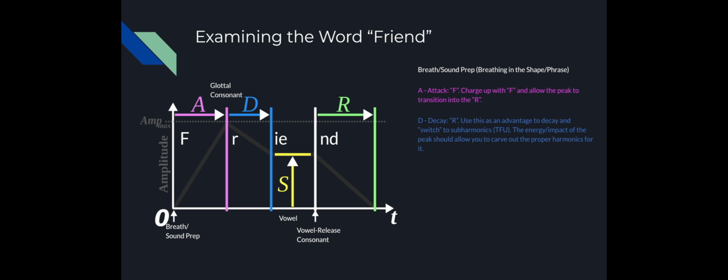So just going through this, right? The decay uses the R a little bit. For me, if I'm doing subharmonics, I don't worry about the actual point of subharmonics until there is a transition point. So if I'm doing friend, friend, friend, the r becomes the transition point. If I try to transition on F, there's no interaction, so the subharmonic cannot occur there because it's being created in the mouth.